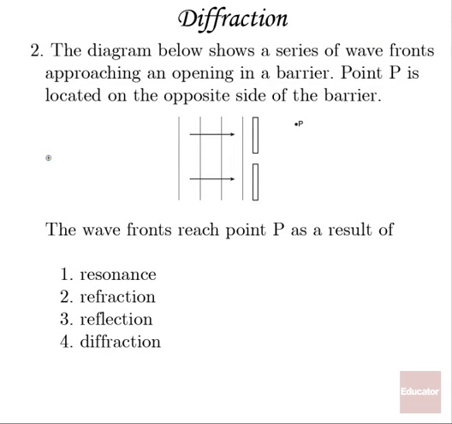Number 2. The diagram below shows a series of wave fronts approaching an opening in a barrier. Point P is located on the opposite side of the barrier. The wave fronts reach point P as a result of, well, the only way they can get there is by bending around the opening, and that's what we call diffraction.